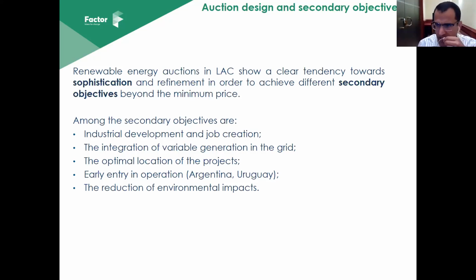Some countries are already implementing incentives for early entry into operation, in the case of Argentina and Uruguay. They say in the PPA, you will have this fixed price, but if your project is online in advance, I will pay you more for this electricity that you are already producing in advance. And there is a proposal, for instance, in Panama to link the merit order to the reduction of greenhouse gases. So not only taking into consideration the price, but also the reduction of greenhouse gases. Once again, moving the design toward a secondary objective, which is in this case climate change mitigation.